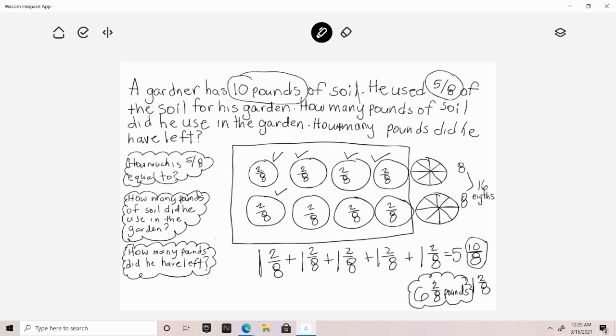Okay, so how much is 5/8 equal to? 6 and 2 eighths. How many pounds of soil did he use in the garden? 6 and 2 eighths. How many pounds did he have left? So again, whatever's not checked off yet is the amount that he has left. And if we combine those 3 2 eighths, we have 2, 4, 6 eighths. But remember, these are wholes. So 1, 2, 3. So 3 and 6 eighths is what he has left over.